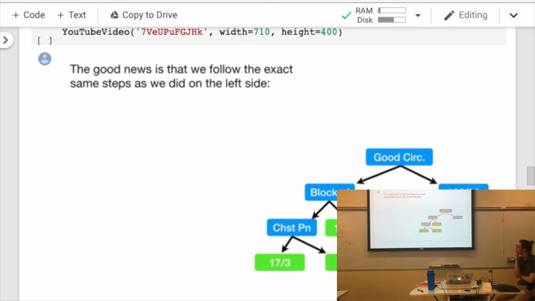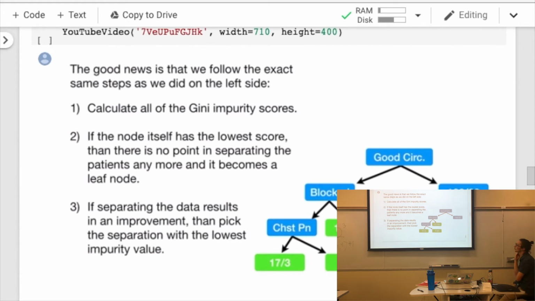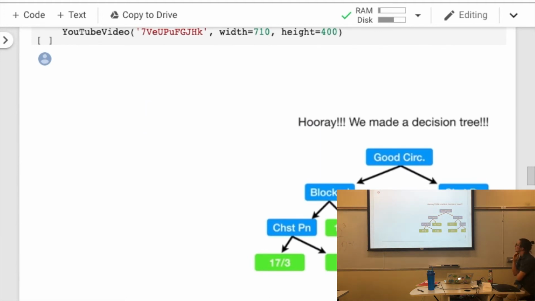The good news is that we followed the exact same steps as we did on the left side. First, we calculate all the Gini impurity scores. Second, if the node itself has the lowest score, then there's no point in separating the patients anymore and it becomes a leaf node. Third, if separating the data results in an improvement, then pick the separation with the lowest impurity value. Hooray! We made a decision tree.